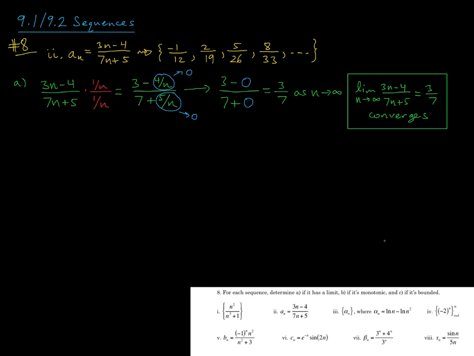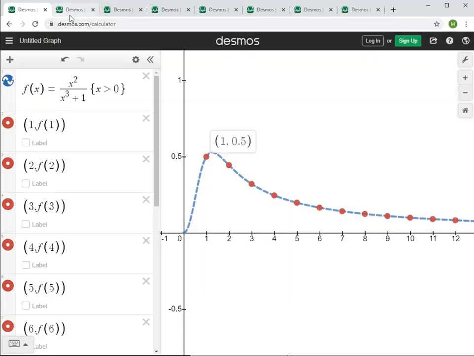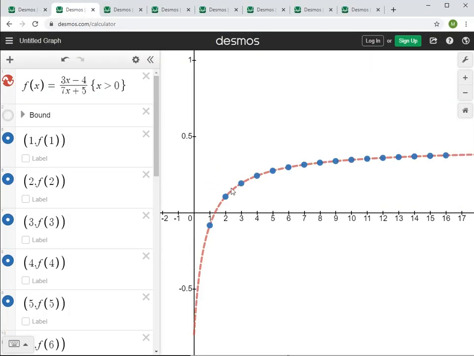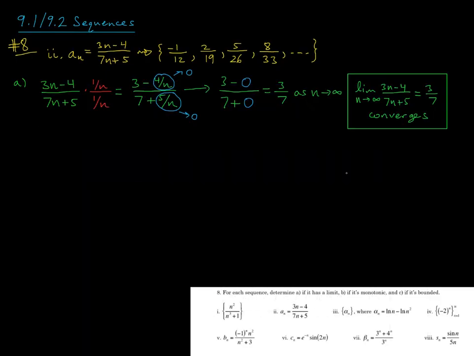All right, how about B? Is this thing monotonic? Well, again, real quick, I'll pull up a picture of the sequence. Here we're looking at the sequence for part 2, and corresponding function in red, the 3x minus 4 all over 7x plus 5. And this thing does appear to be monotonically increasing. Okay, so how do we go about showing that? Not just by relying on the picture.